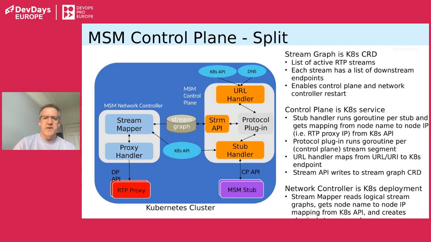Where we're looking to get to with the control plane is to make it very much pluggable. So the thinking here is that the protocol itself, whether that's RTSP or something else, will simply be a plugin. We'll have this URL handler that does that lookup, as I say, to take a URL with a domain name or whatever and find a Kubernetes endpoint that matches that.